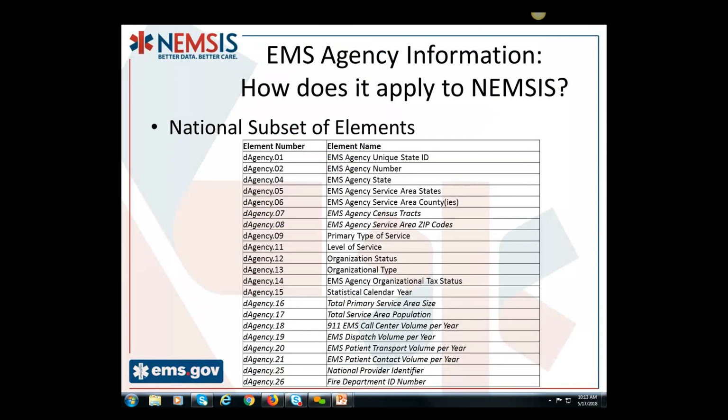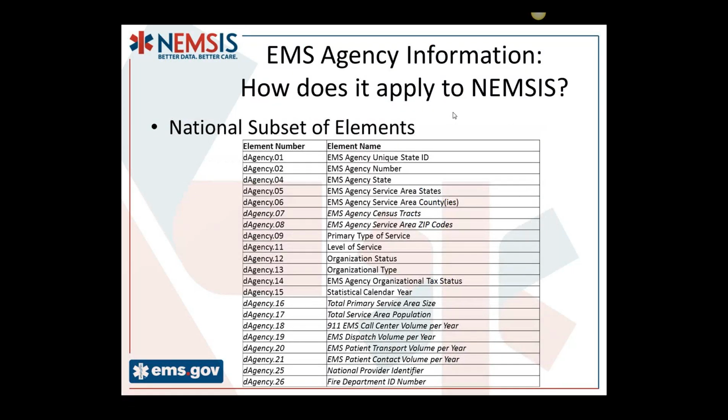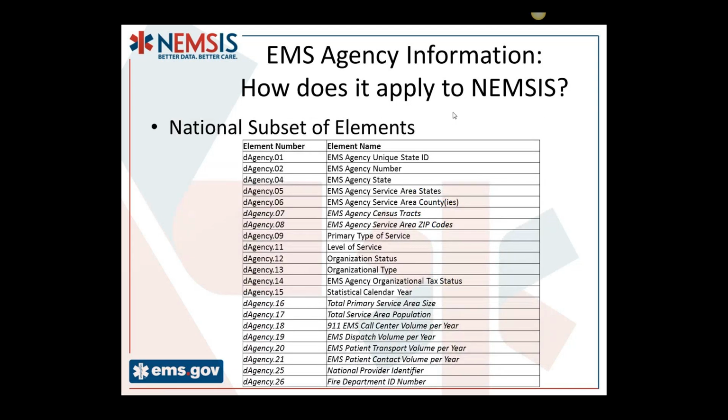What I'm going to do is pop over here really briefly. What I wanted to talk about again is how it applies to NEMSIS. NEMSIS has the national subset. Of these sections within the demographic data set that describes, in theory, all of the information for an EMS agency, there are only two sections for which there are national elements, and those are D-agency and D-configuration. I have two slides that break down the elements within the D-agency section and the D-configuration section.